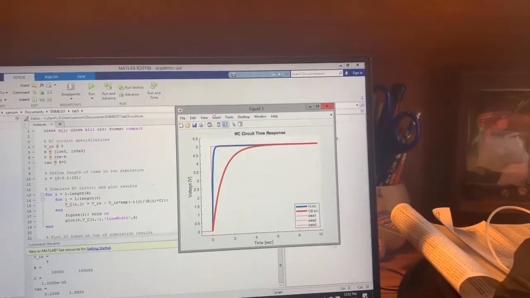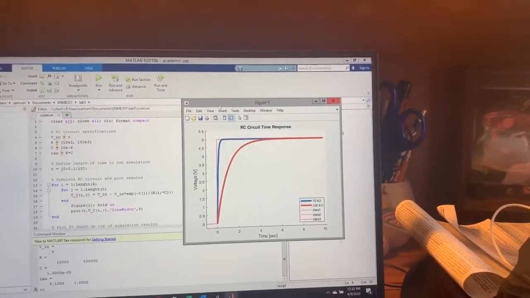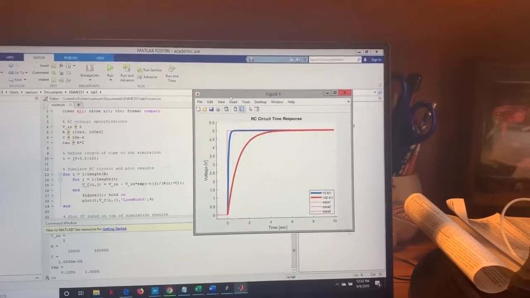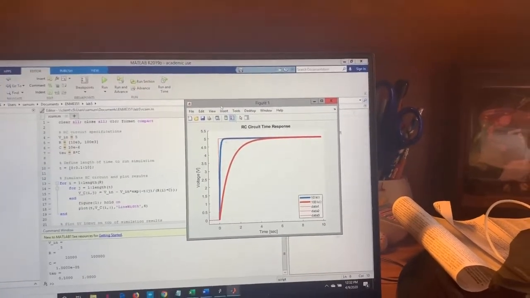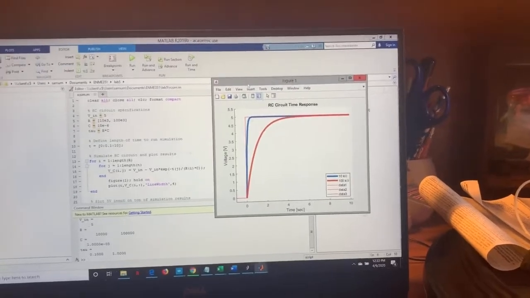And this is due to the fact that when you lower the value of R, you're also lowering the value of tau. So the 1 minus e to the negative t over tau portion of the equation approaches 1 more quickly when the value of R is small.